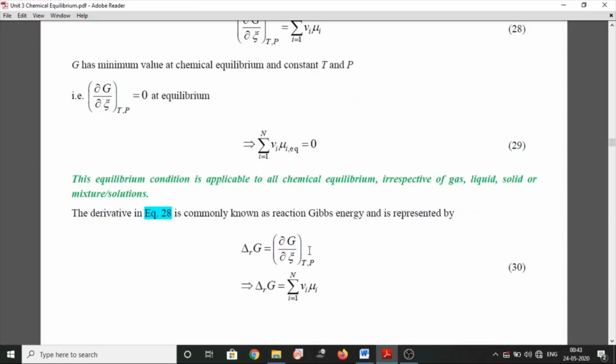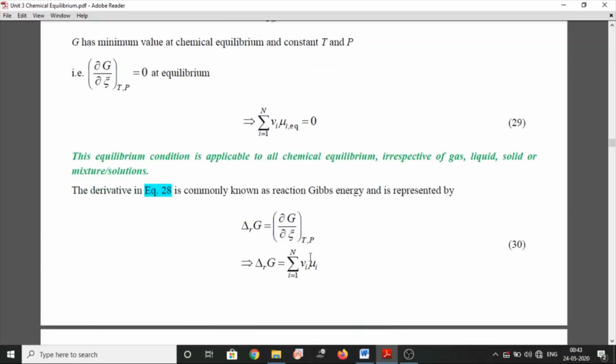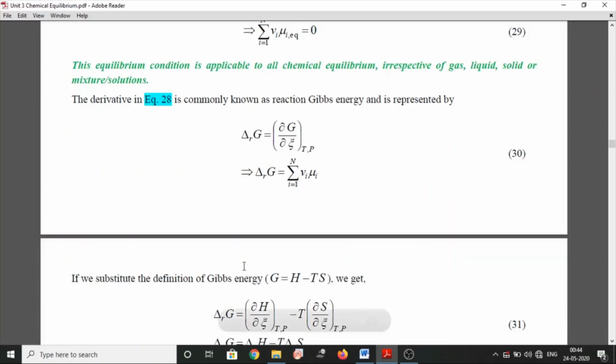Again I am repeating, the partial free energy over the partial extent of reaction at constant temperature and pressure is commonly known as reaction Gibbs energy and is represented by Δ_rG. So if that is the case, then I can always write Δ_rG is equal to the sum over i from 1 to n number of species of ν_i μ_i. Again, this expression is important. We will discuss this expression a number of times during our whole discussion.